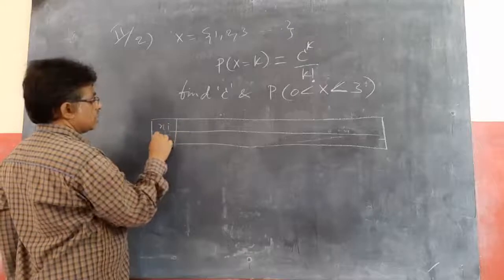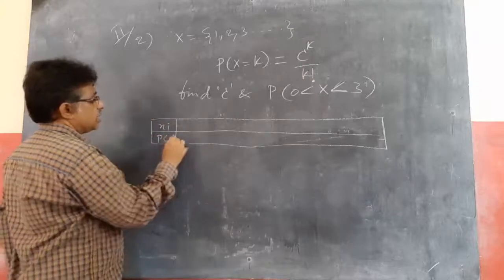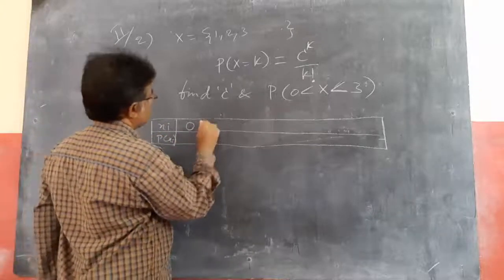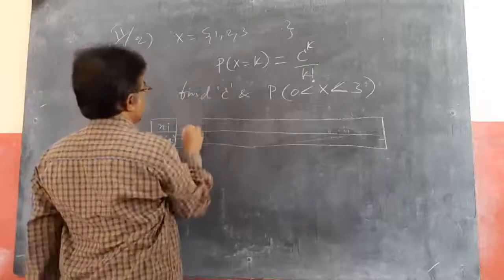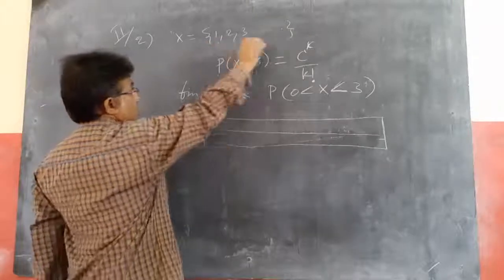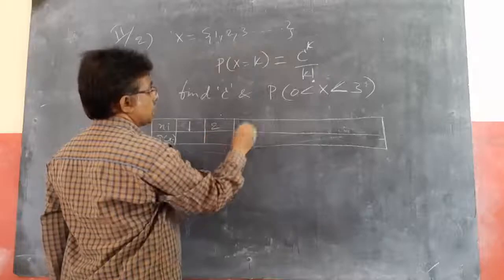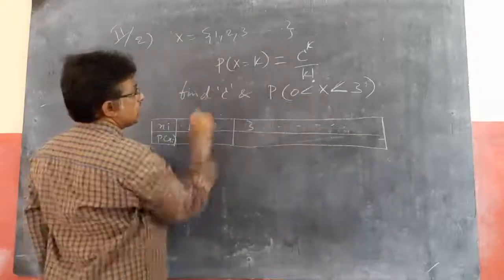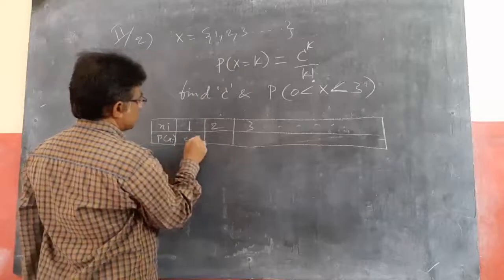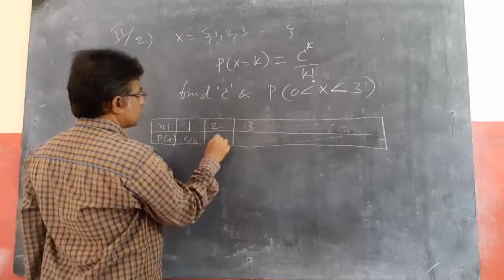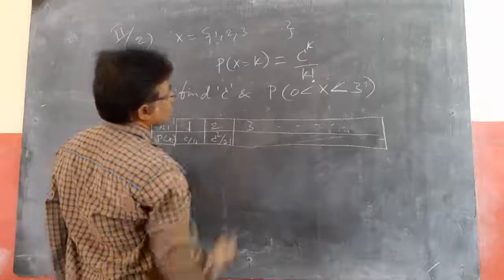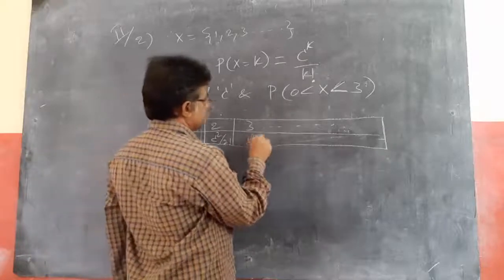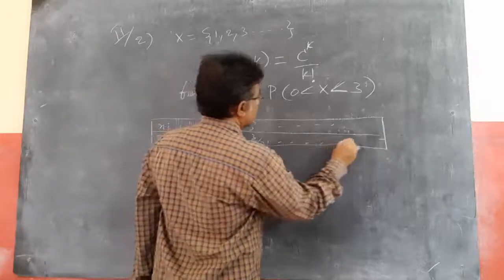xi, P of xi. If I substitute 0, there is no 0, it is given from 1. The range is 1, 2, 3 and so on till infinity. So P of x equal to 1 means c power 1 by 1 factorial. And x equal to 2 means c square by 2 factorial. x equal to 3 means c cube by 3 factorial, and so on till infinity.